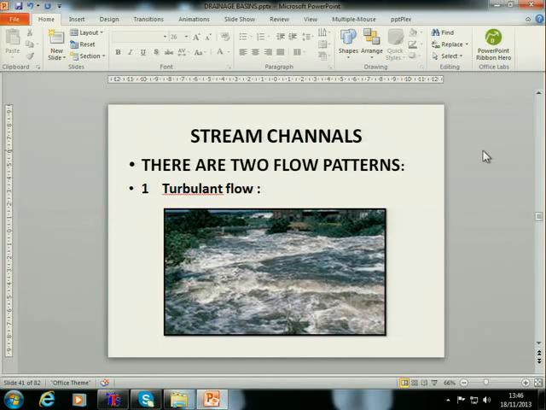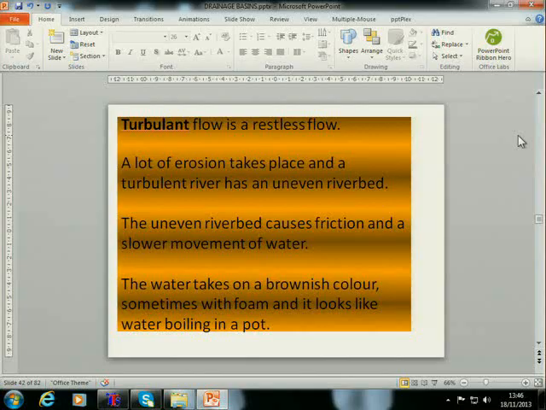Following are stream channels. Okay, when we get to stream channels, you will see that we have two flow patterns. The one is the turbulent, and the other one is the laminar flow. The turbulent flow. There is a picture of turbulent flow. Features of it: it is a restless flow. It has a lot of erosion.